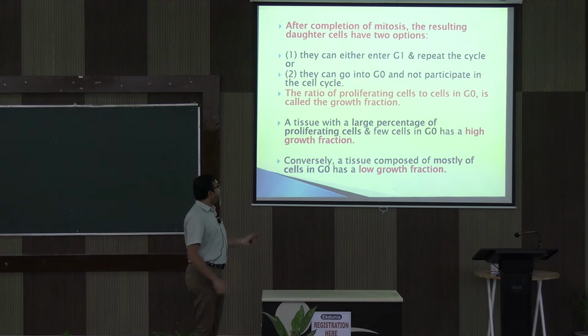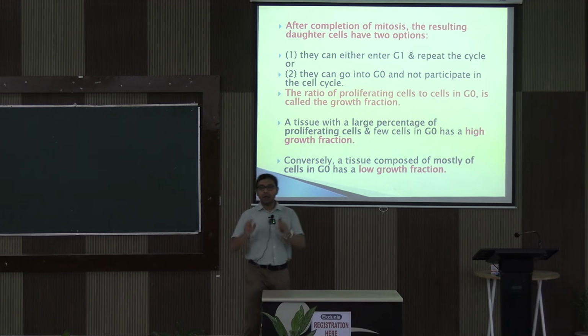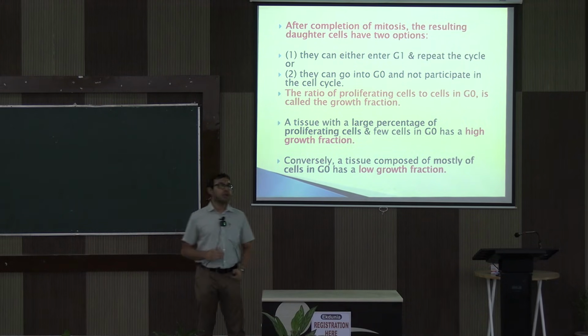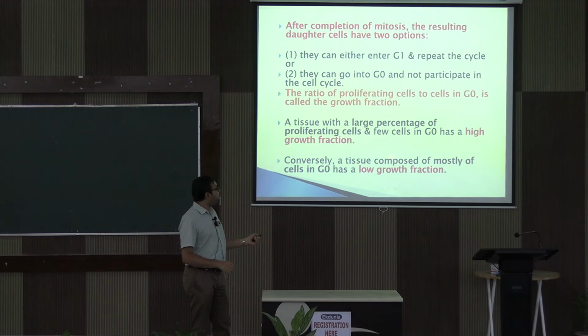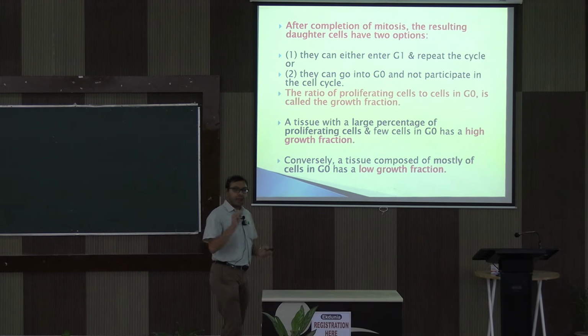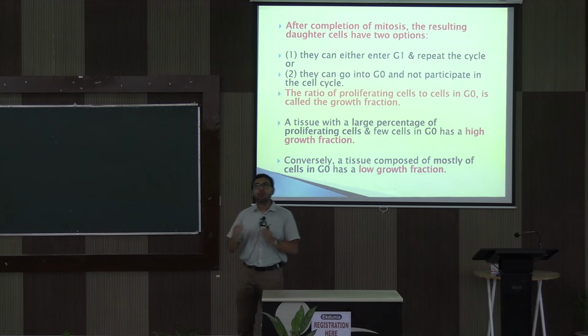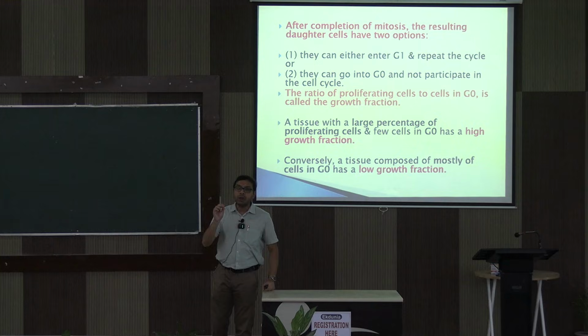A tissue with a larger percentage of proliferating cells and few cells in G0 has a high growth fraction. So there are some cancers which have high growth fraction cells, and some which have low growth fraction cells, where most of the cells are in the G0 phase. Now, cancers with high growth fraction cells are most sensitive to chemotherapeutic drugs.